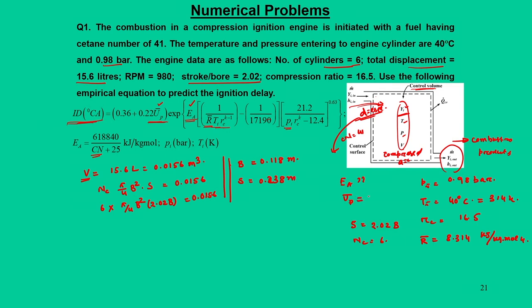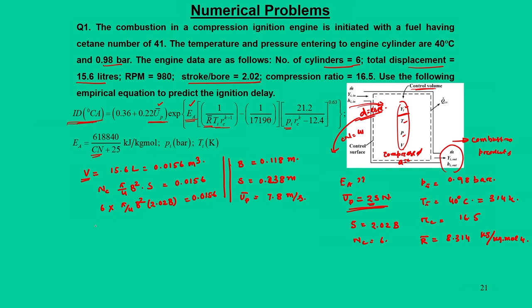Up bar is nothing but 2 times S into N. This is the average piston speed, and the 2 comes because it is a 4 stroke engine, that is 2 revolutions per power stroke. So, 2 into S into N, and when you put in the values, we get the Up bar value as 7.8 meter per second. So, we are now able to find Up bar.